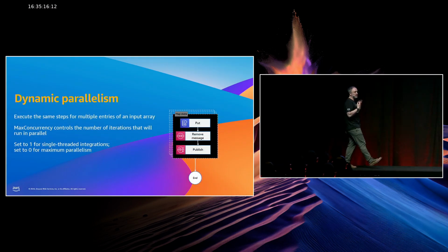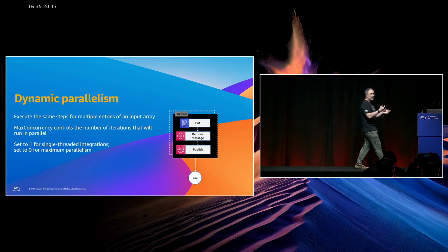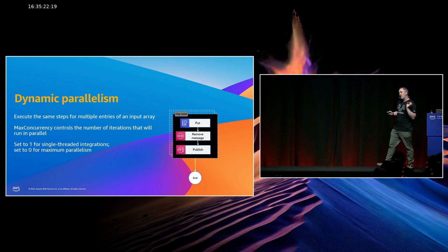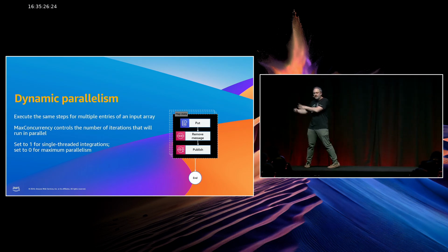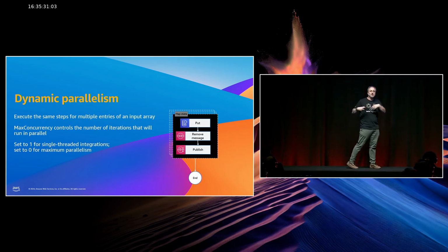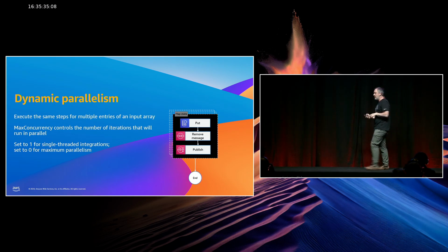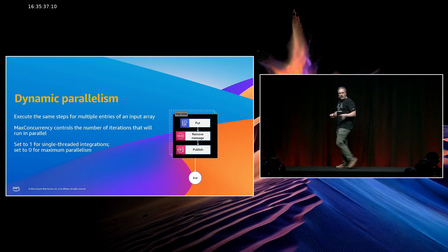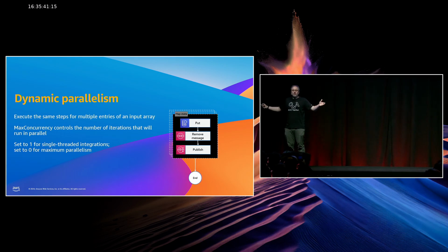Then you have something called dynamic parallelism. Now, this is a bit like executing a sub-workflow within your workflow, where you don't know, at the time of running, the inputs that will be handed to that sub-workflow. Dynamic parallelism uses the map state. It gets handed to it as an array of items, and you can tell it to do each item single-threaded, one at a time, or all together up to a concurrency of 40, right?